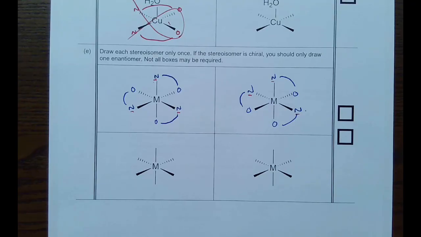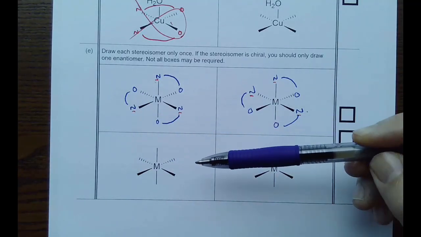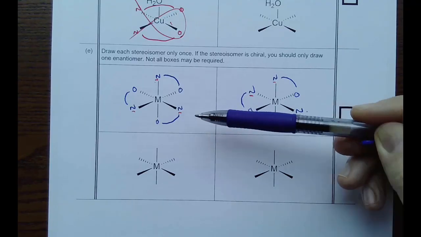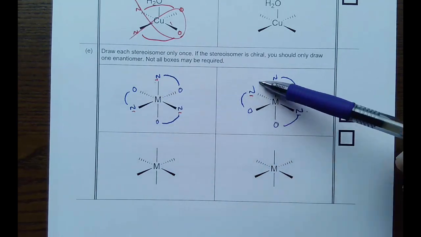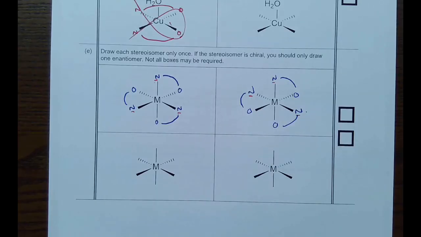So let me repeat that. Because it says only draw one enantiomer, the question is, can I draw another structure that is not a mirror image of one of these? And the answer is no. So I've got my facial, I've got my equatorial, and there's no other way of doing it. Okay? If you wanted to, you could try. Okay? So let's have a think.